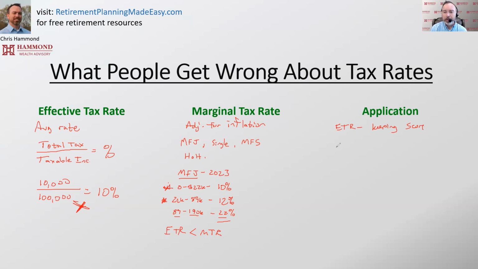But when it comes to actually doing some tax planning, marginal tax rates are going to come in a lot handier for that. And here's what I mean by that. Let's just use a really simple example. Let's say you have a traditional IRA, and you're thinking about converting $10,000 of it to a Roth IRA. Well, when you do any type of Roth conversion, you essentially have to claim that as income. And that means it's going to be in one of these tax brackets.